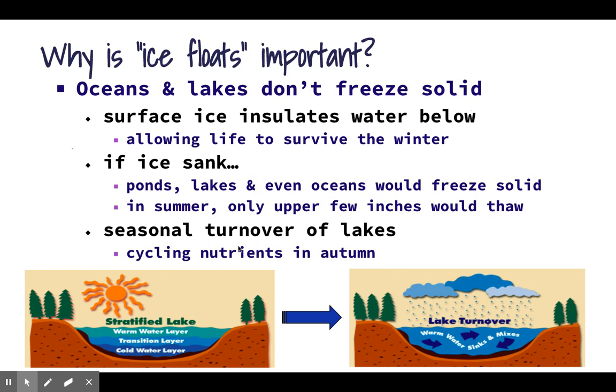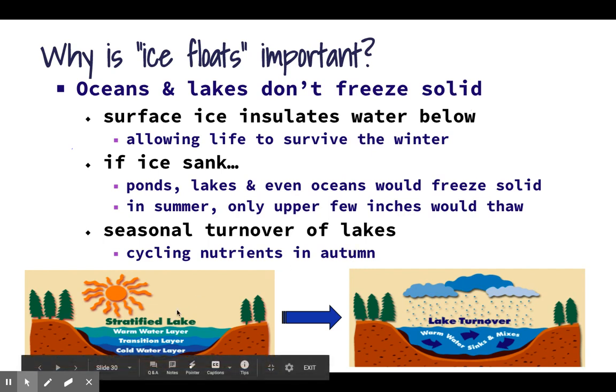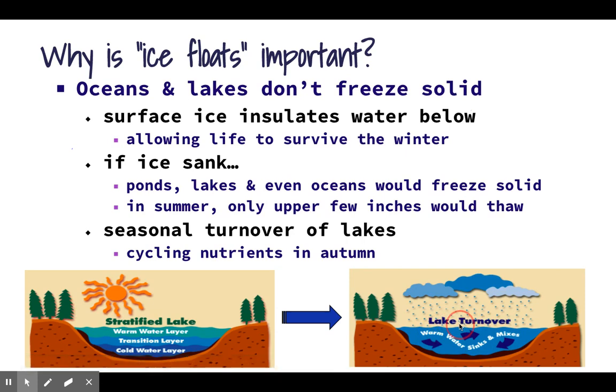It also creates the seasonal turnover of lakes, or the cycling of nutrients. So what does that mean? Basically, when the ice starts to melt during the spring and summer months, it allows for these nutrients because the water is going to be less dense, so it's going to start to mix. And as it mixes, it sinks. And as it sinks, it forms these nutrient turnovers.